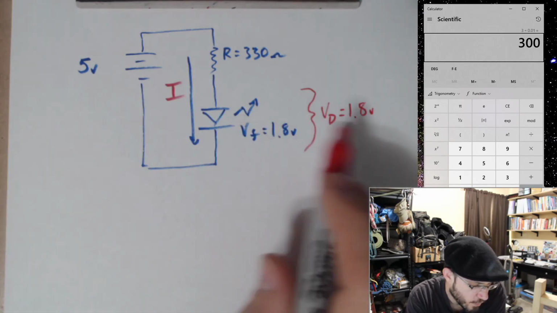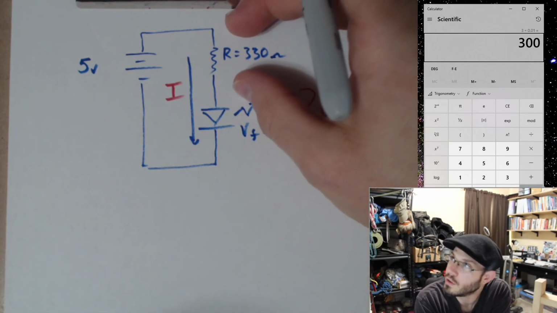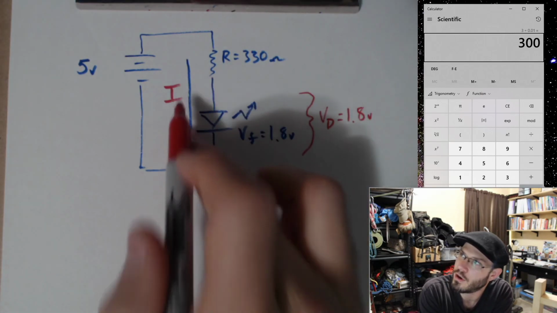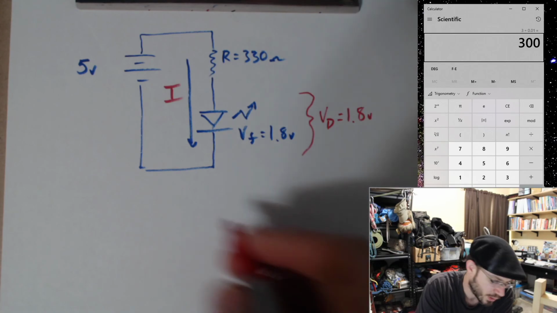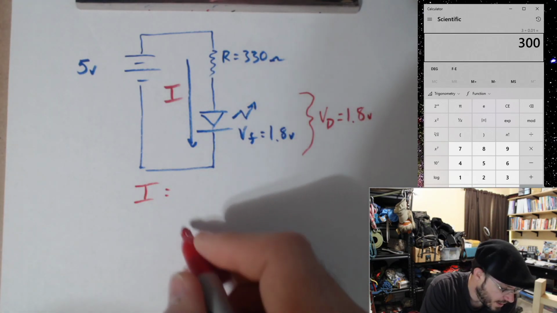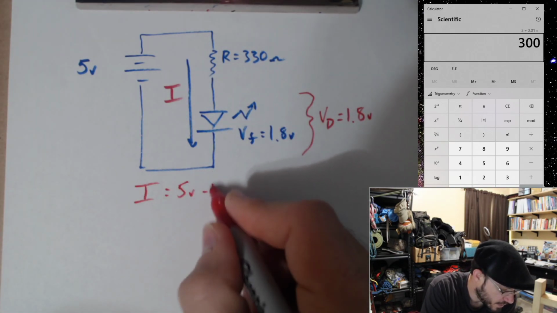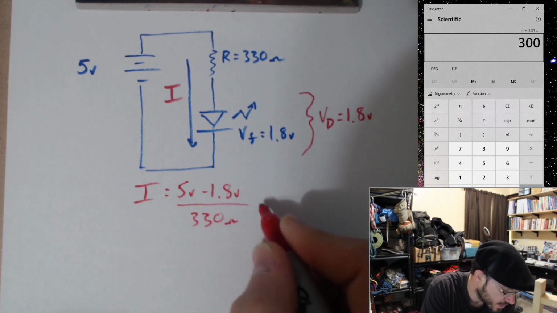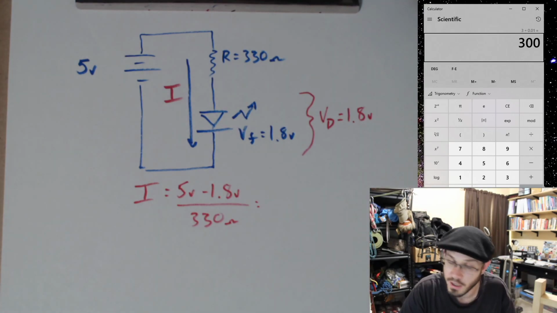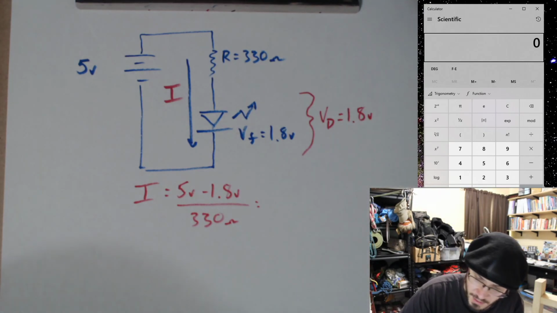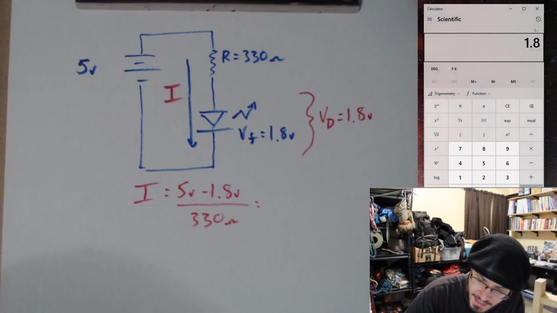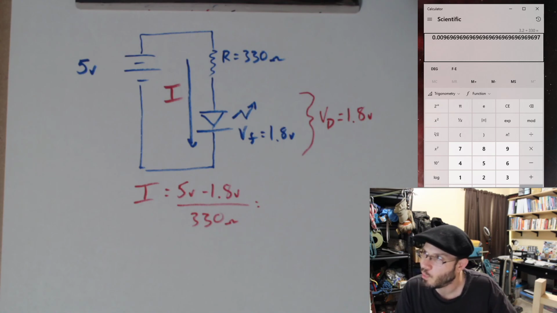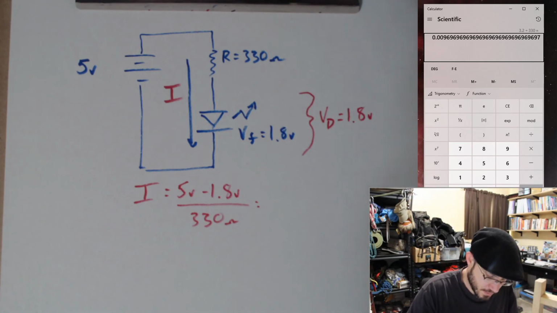That means that 5 volts minus 1.8 volts is my voltage drop across the resistor. Take that voltage drop, divide it by 330, and we will calculate what I is equal to. So I is going to be equal to 5 volts minus 1.8 volts divided by 330 ohms, which should give us a current of about 9.6 milliamps.